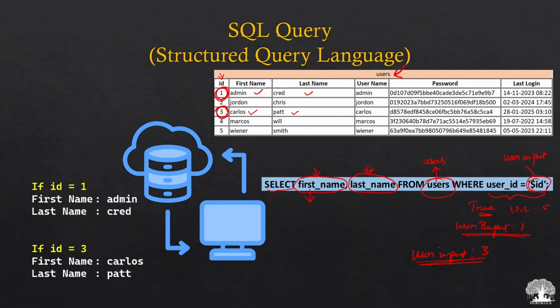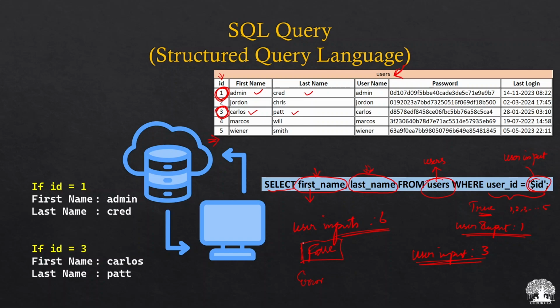Wait, what if the user inputs number 6? So when the user inputs number 6, then in this particular column there is no number called 6. In this case, this particular where clause will become false. And then when the where clause becomes false, the database will not return any value. Instead, it throws an error, or it says no entries found, depending on how the web application has been implemented.